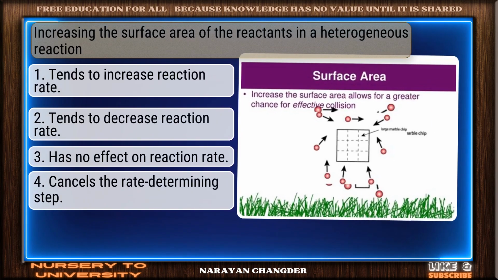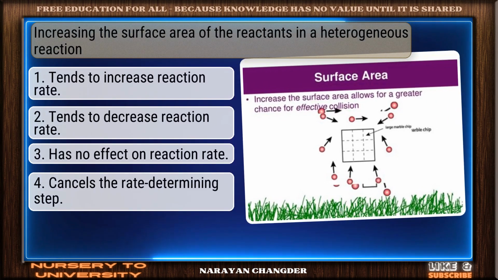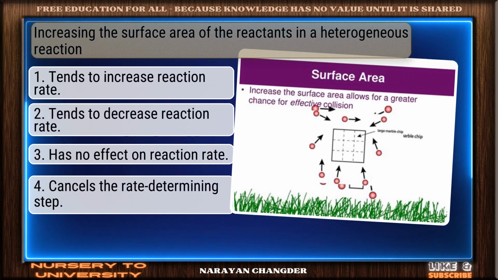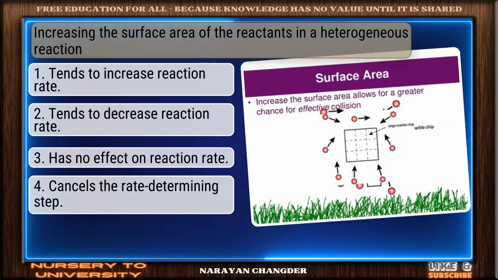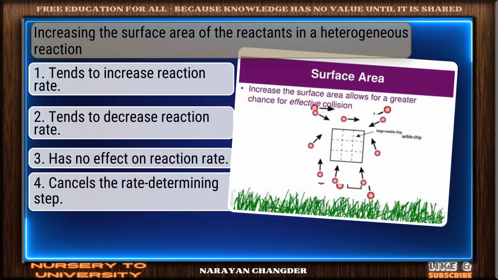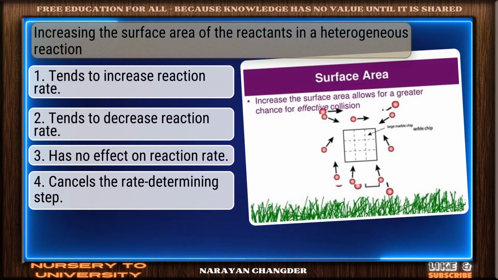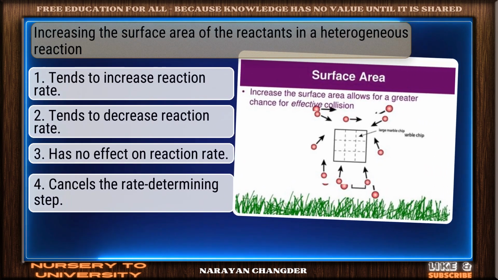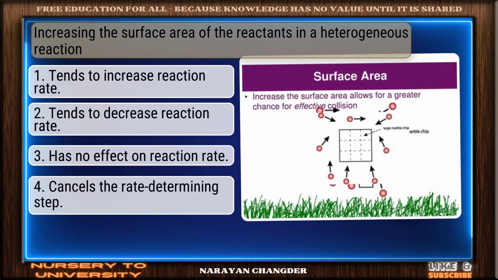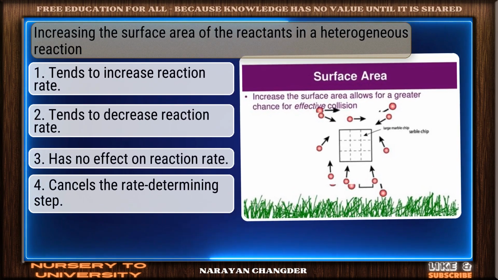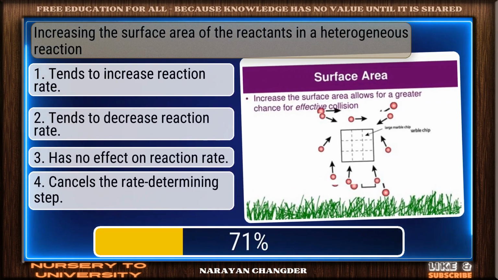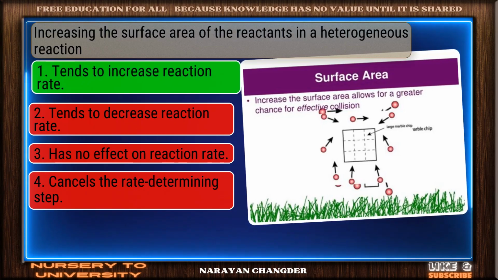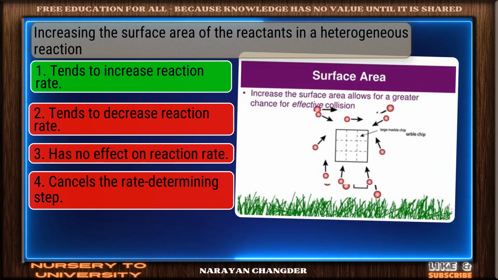Increasing the surface area of the reactants in a heterogeneous reaction: Option 1, tends to increase reaction rate. Option 2, tends to decrease reaction rate. Option 3, has no effect on reaction rate. Option 4, cancels the rate determining step. Yes, tends to increase reaction rate is right.